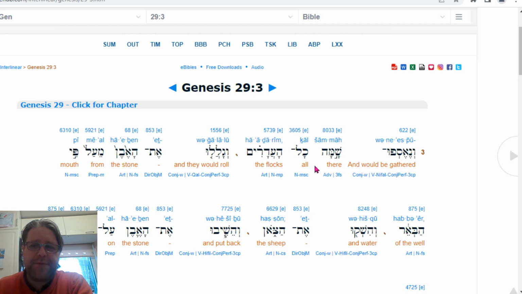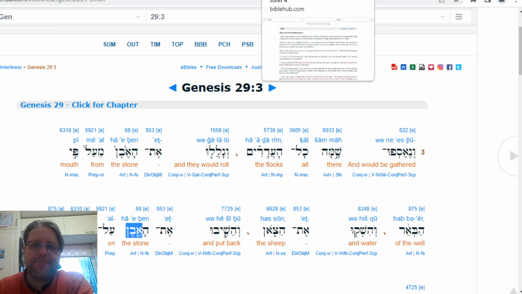So they would be gathered there, all the flocks, and they would roll the stone, the Haben, the Aleph Ben, from the mouth of the well and water the sheep. And then they would put the stone, the Haben, the Aleph Ben, on the mouth of the well again. So the stone that waters, Jesus said, "Believe in me, and rivers of living water will flow from you." The stone, the Son of God, feeds or waters the sheep.